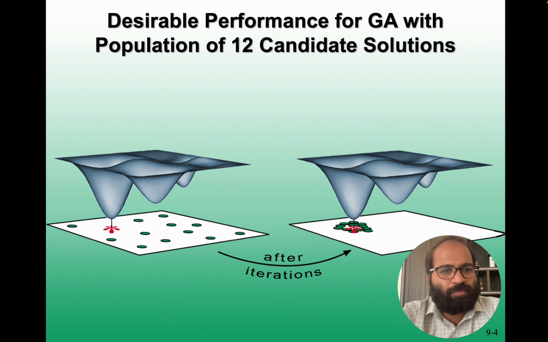Here is the performance of a genetic algorithm with a population of 12 candidate solutions. In the first image, we can see that the solutions are distributed along the space. It could be assumed as a three-dimensional problem, I mean a three-objective problem. The solutions are scattered over the space, and after several iterations, the solutions converge near a global optimal solution. This is what we call optimization. Once the convergence takes place, it is our duty to take down the best solution.